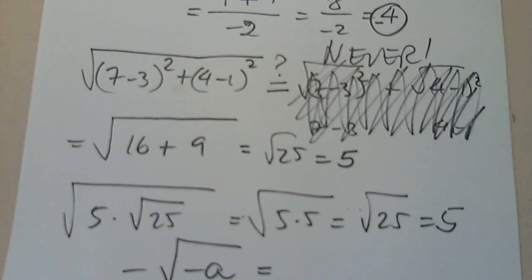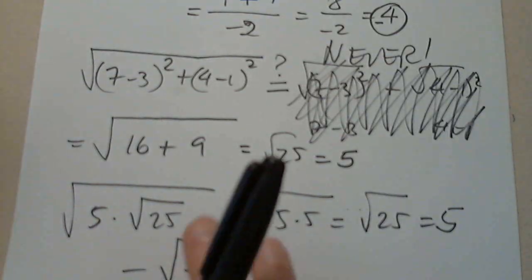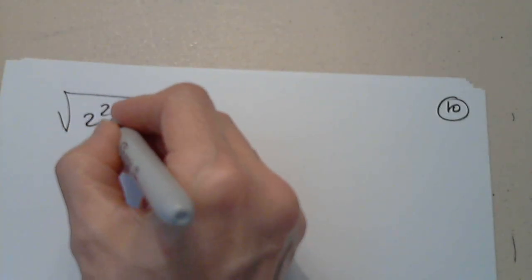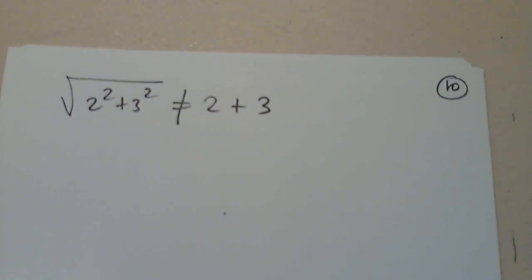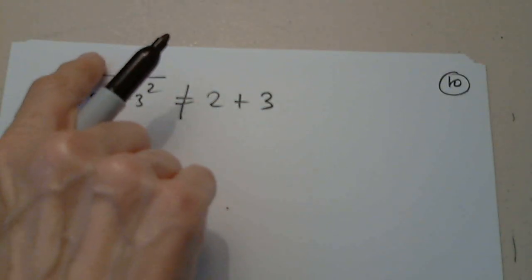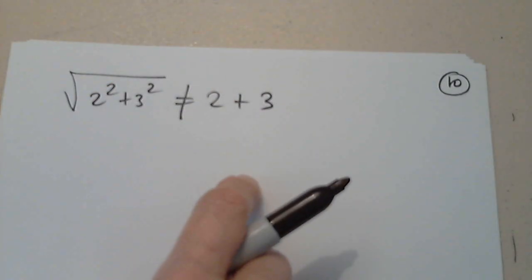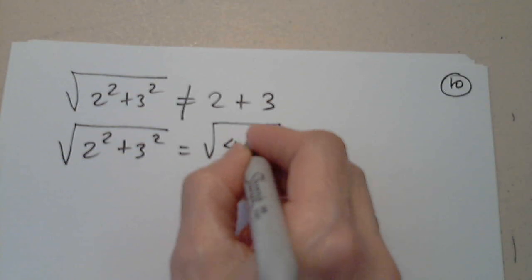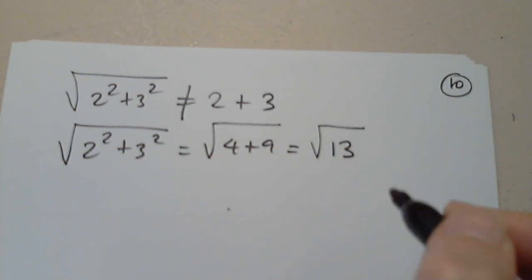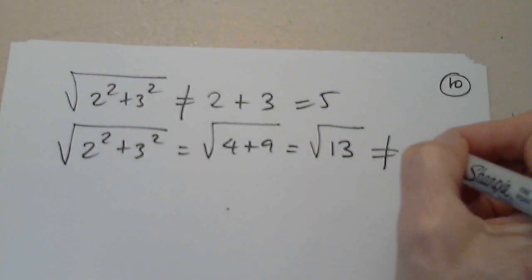By using replacement values for a and b, show that this does not equal a plus b. Okay, so they want us to use 2 and 3. Perfect. Here's the explanation. Very important rule. The square root of 2 squared plus 3 squared does not equal 2 plus 3. Because I'm not allowed to take the square root of a term plus the square root of another term. And here's the reason why. The square root of 2 squared plus 3 squared is the square root of 4 plus 9, which is the square root of 13, which does not equal 5.